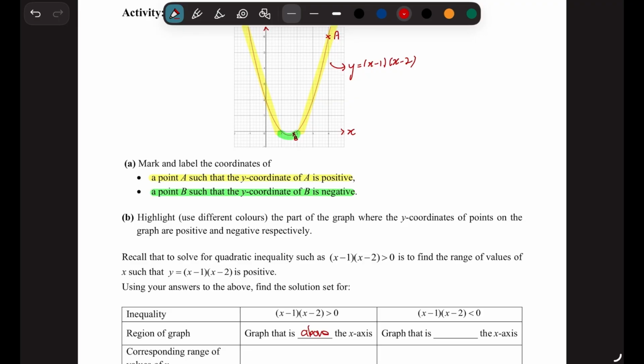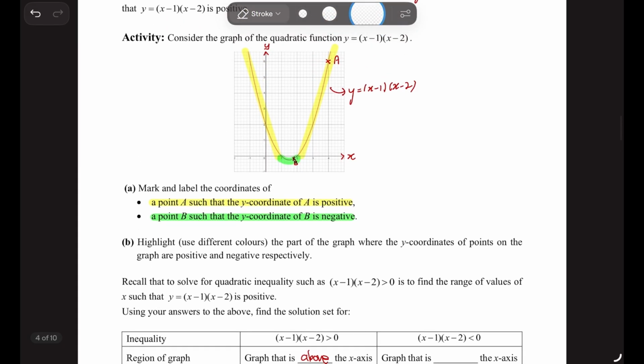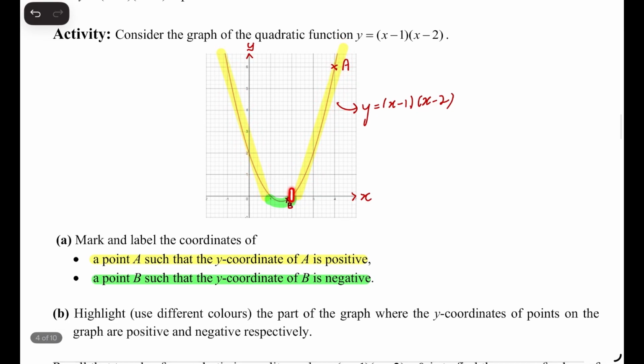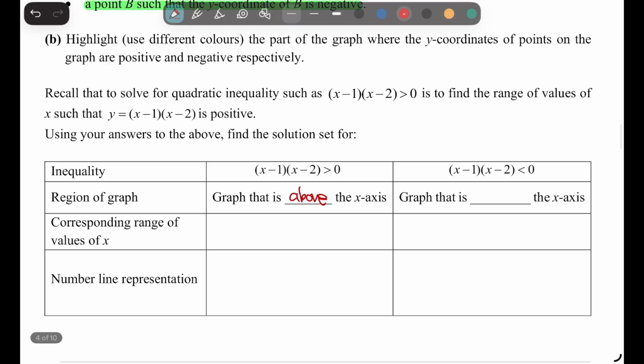So if I were to look at my graph, very simply, based on this diagram over here, the corresponding range of values of x for which I have the yellow color highlighted solution here and here is when x must be more than 2. You can see this value here is 2, this value here is 1. So in order to get the part of the graph that is above the x-axis, I must have from here, x must be more than 2 and x must be less than 1. So therefore, for this part of the solution here, the corresponding range of values for x is when x is less than 1 or x is more than 2.